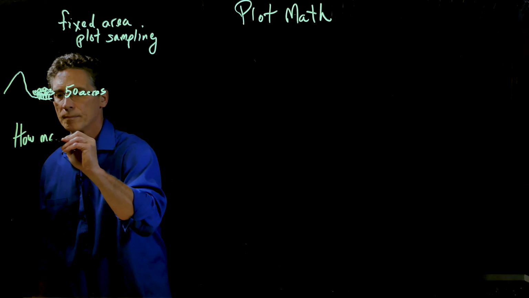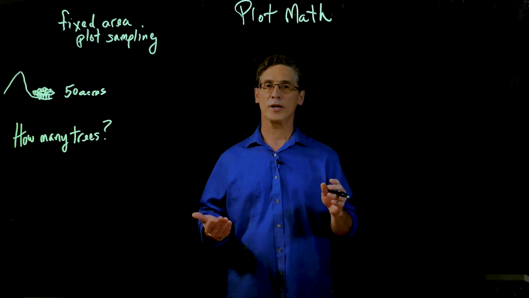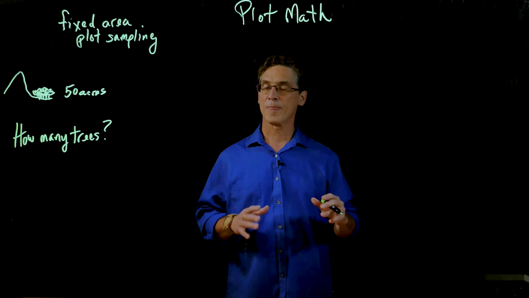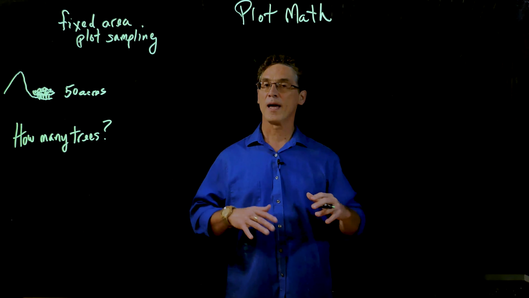Think about the process of going over 50 acres and counting every tree. That would be very challenging to do. So instead of actually going and counting every tree, we're going to count a sample of trees and then extrapolate that out to the entire property. That's where the sampling comes in.